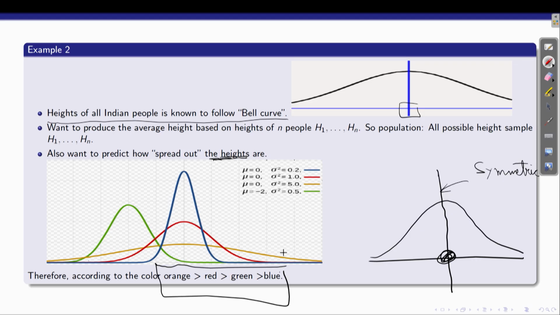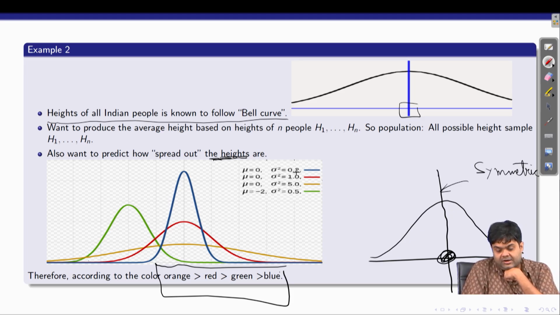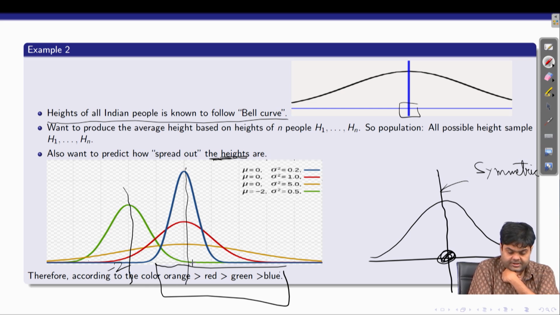So, these are the correct values. We picked them up from the internet, and you can also check them in any statistical software. For the blue one, the center is at 0. For blue, red, orange, the centers are at 0. The spread for the blue, the so-called population variance, is 0.2. For red, the population variance is 1. For orange, the population variance is 5, and for the green, the spread is 0.5, but the center is not at 0, the center is at -2.